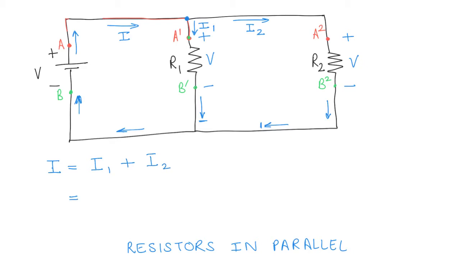Okay, but what is I1? If you look at resistance R1, I1 is this voltage divided by the resistance of that resistor. So we could write the current I1 as V over R1 and the current I2 as V over R2. And we could just take this V as a common factor, so I equals V times (1 over R1 plus 1 over R2).